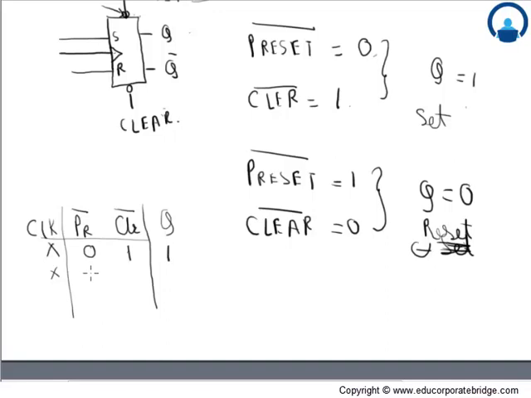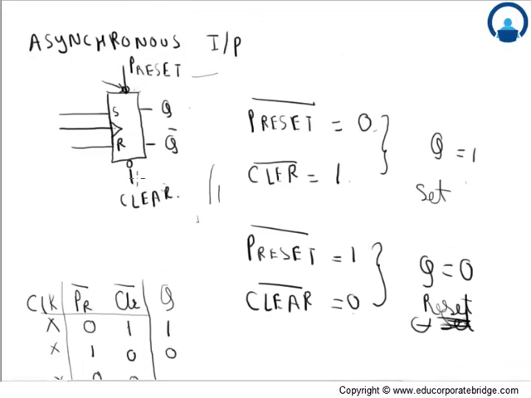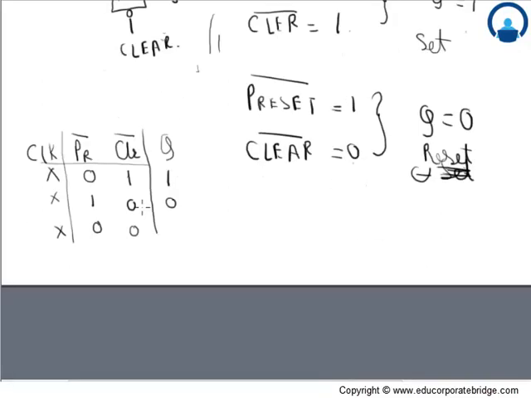Similarly, if preset bar is 1 and clear bar is 0, the output Q is 0. If preset bar is 0 and clear bar is 0, again the clock is not selected. We cannot select these two inputs at the same time, because either we have to select preset bar or we have to select clear bar. So we get the output as not allowed. This operation is not allowed, as both preset bar and clear bar cannot be selected at the same time.